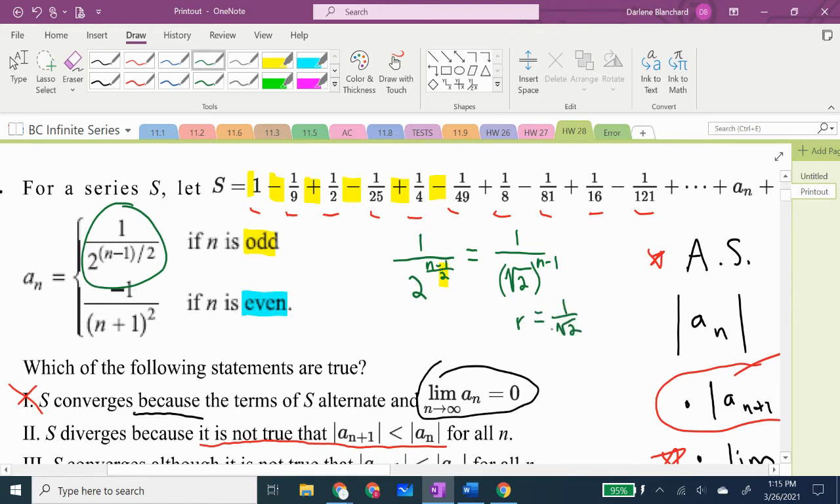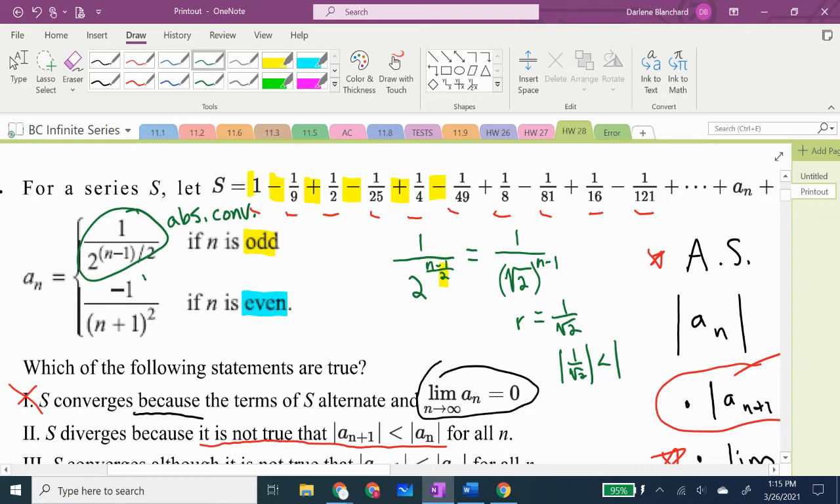The absolute value of that number is less than 1. Therefore, it converges by the geometric series, and not only does it converge, it is absolutely convergent, because if I take the absolute value of the terms, it will still converge. Absolutely converges.